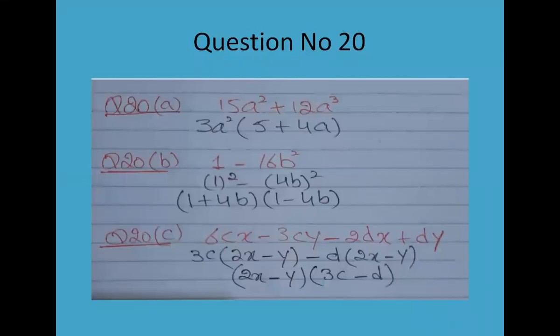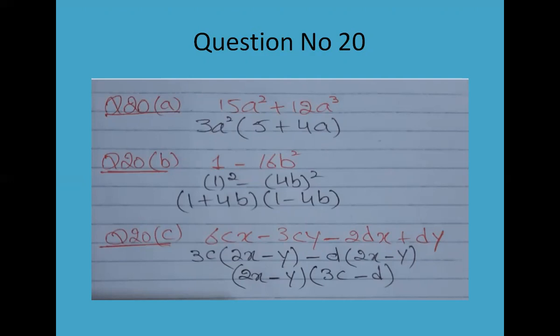Here we go. So question number 20 part A is 15a square plus 12a cube. So take 3 and a square common. So you will have 3a square bracket 5 plus 4a bracket close. Question number 20 and its B part, it says 1 minus 16b square. You know, 1 is a perfect square and 16b square is also a perfect square of 4b. So there is a negative sign between the 2 perfect squares. So the difference of 2 perfect squares, a square minus b square, is equal to a plus b in one bracket and a minus b in another bracket. So you will have 1 square minus 4b square. So it will be 1 plus 4b into 1 minus 4b.